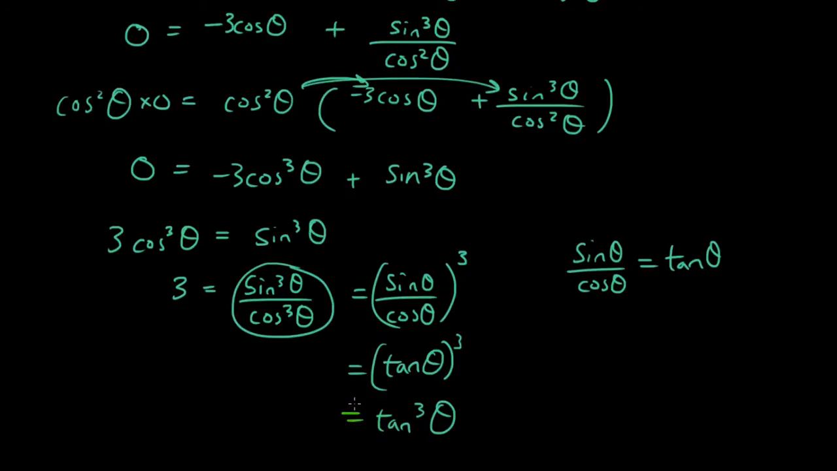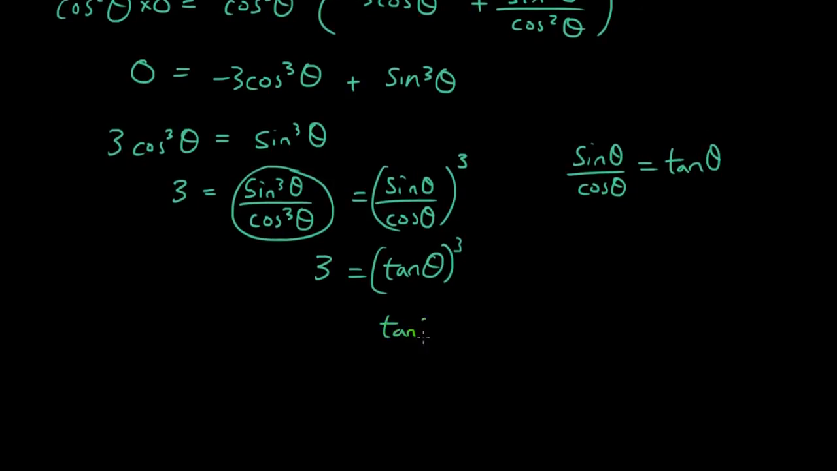So therefore, what is all of this saying? This is saying that 3 is equal to tan cubed theta. Actually, I can probably rewind to here, I don't need that extra step. So 3 is equal to tan theta cubed. So therefore, tan theta is equal to the cube root of 3. And then we can simply type it into the calculator. Theta is equal to inverse tan of the cube root of 3.